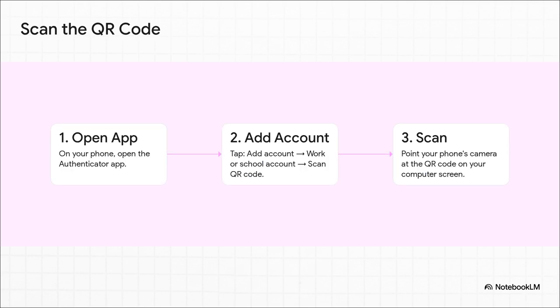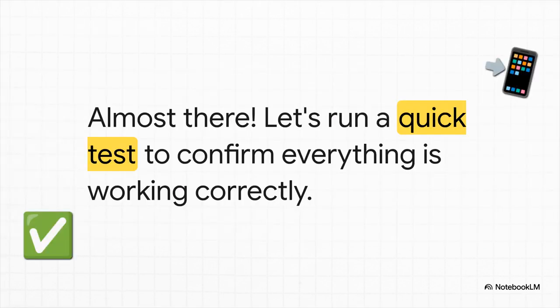All right, time to pick up your phone again and open that new Microsoft Authenticator app. Inside the app, look for an option to add an account. You'll want to tap that. Then choose Work or School Account, and finally select Scan QR Code. Your phone's camera will turn on. All you have to do is point it at that square on your computer screen. And just like that, your work account should have popped up right inside the app on your phone. See? Pretty easy, right? The connection is now officially made.